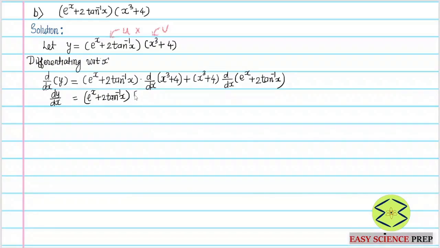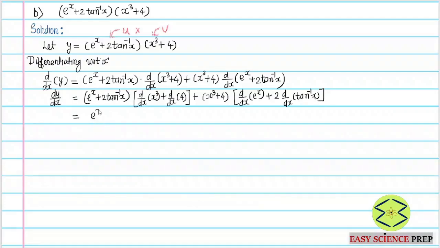Let me again follow the procedure. The derivative of x cube, the derivative of 4, and x cube plus 4 as it is. You will have the derivative of e raised to x. Now 2 is a constant, so it comes outside: 2 times the derivative of tan inverse of x. Now we know that the derivative of x raised to n is n x raised to n minus 1, so it is 3 times x raised to 3 minus 1, plus, now 4 is a constant term. There is no x term involved in the 4, so the derivative of a constant is 0.